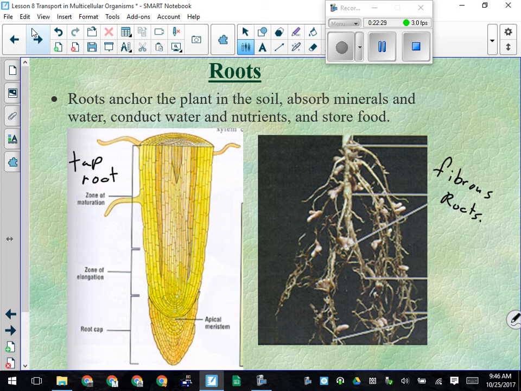A dandelion, on the other hand, ever pull a dandelion? It's a big taproot. Same with a Canada thistle. Canada thistle can actually be deeper into the ground than they are tall above it.